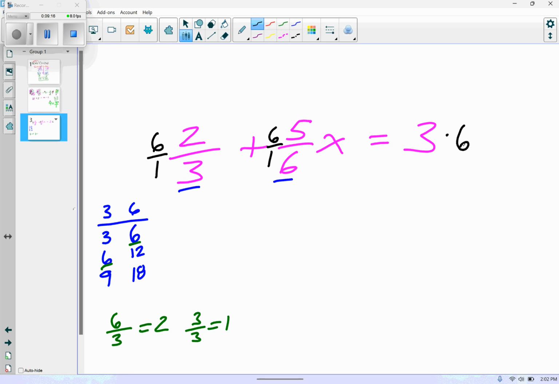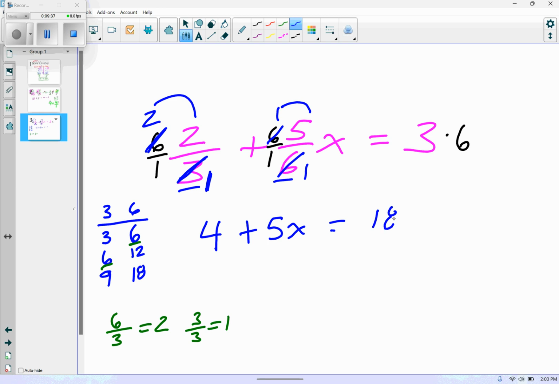And then you can just start reducing from there. You can say, you know what, this bottom 3 is going to become a 1. 3 goes into 6 twice, and 2 times that 2 is going to give me a 4. And then I have this plus sign. 6 goes into itself once. 6 goes into 6 once. 1 times 5x is 5x. And then I get 18.